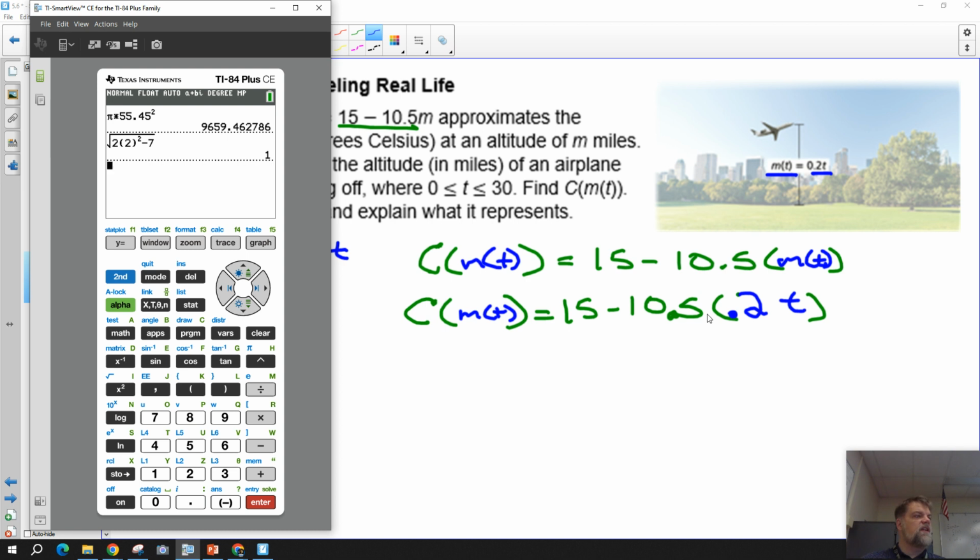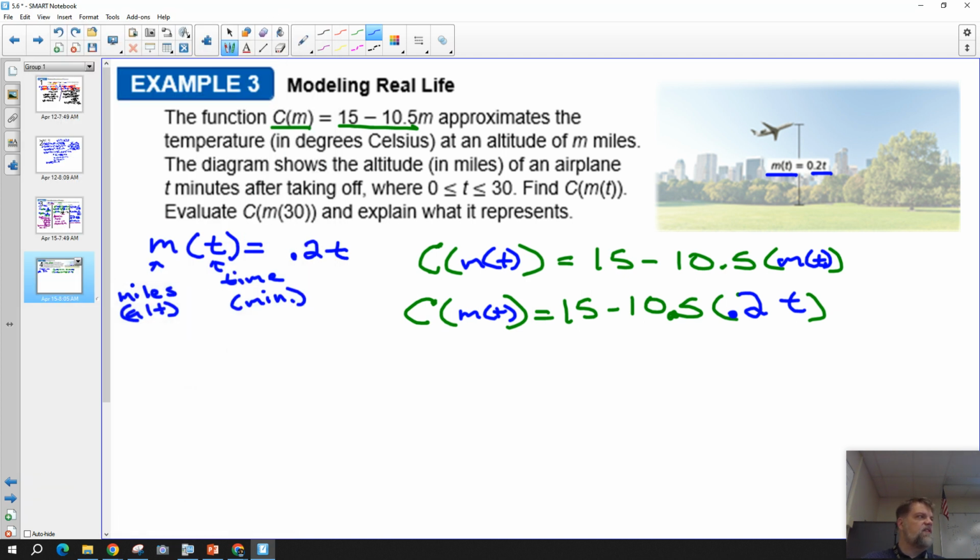So now what I need to do is, in the next line, I'm going to multiply this negative 10.5 times the 0.2, right? So I'm going to say negative 10.5, it's the same time, it's interesting, times 0.2. So that'd be negative 2.1.